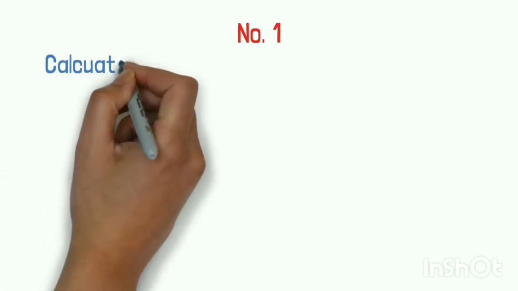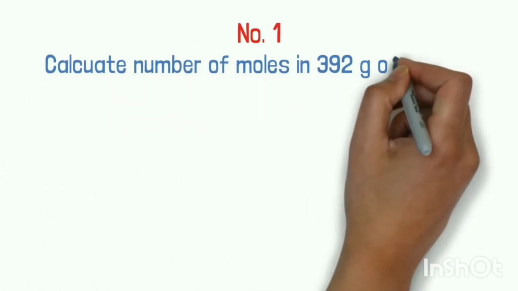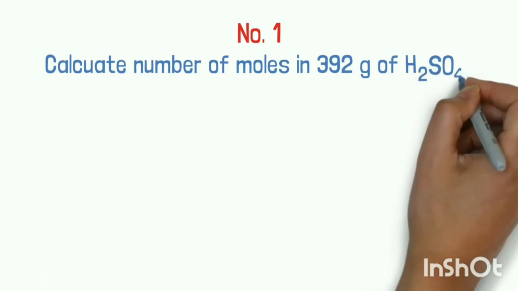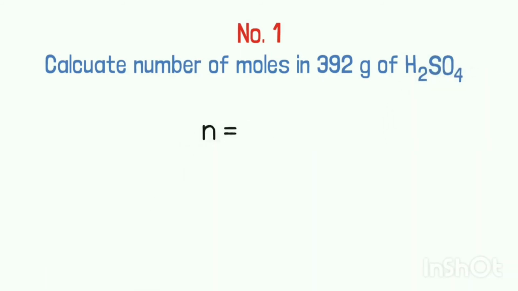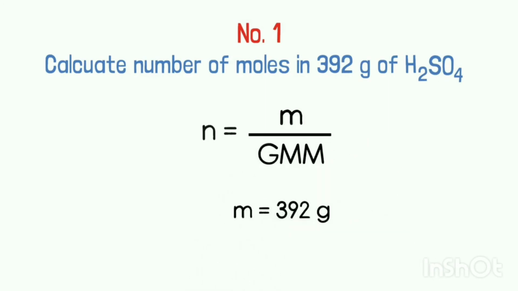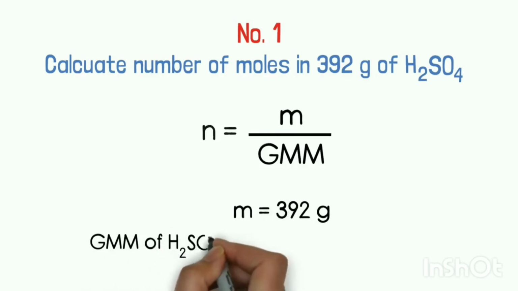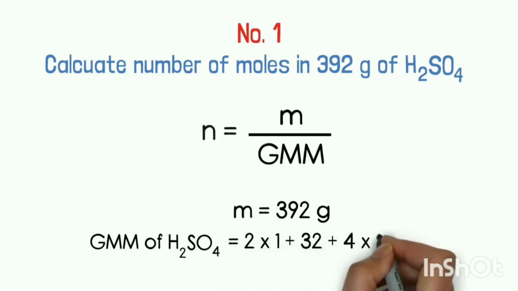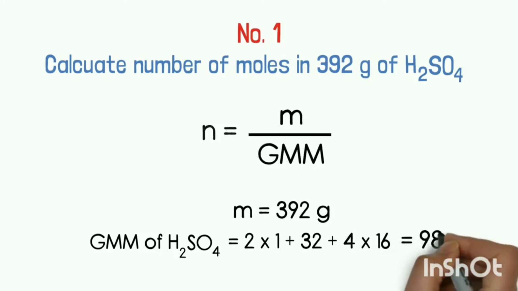So here is our first question: calculate number of moles in 392 grams of H2SO4. Since we are dealing with a molecule here, n is equal to m upon gram molecular mass. The given mass is 392 grams, and the gram molecular mass of H2SO4 can be calculated by using its formula, which comes to be 98 grams.